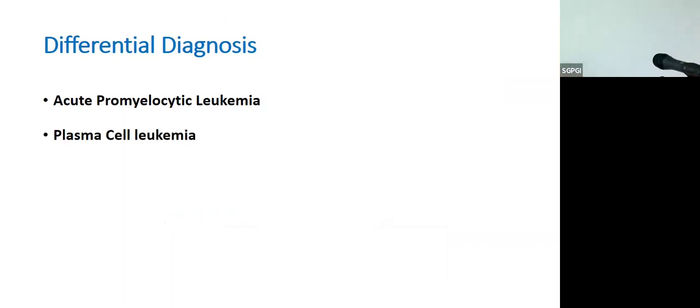The second possibility we kept was a plasma cell leukemia. But what is the problem with plasma cells here? Plasma cell leukemia does not happen at this stage. One thing. Second, plasma cells will not show you such a high side scatter. We don't have granules. Okay? So normally the side scatter is not so high.